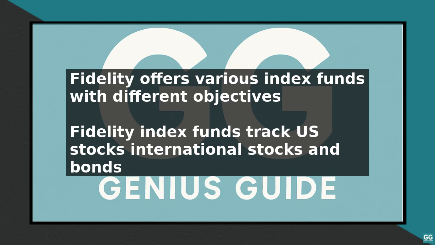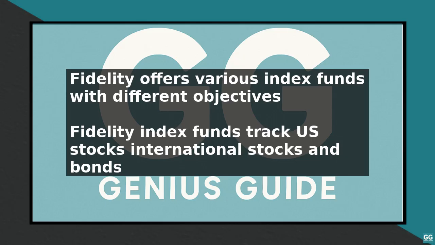It is also essential to consider the costs associated with the fund. Fidelity Index Funds have some of the lowest expense ratios in the industry, which means you keep more of your investment returns. Once you have selected a fund, you can invest with as little as a few $100s.